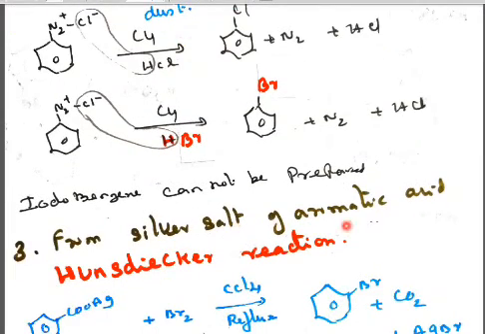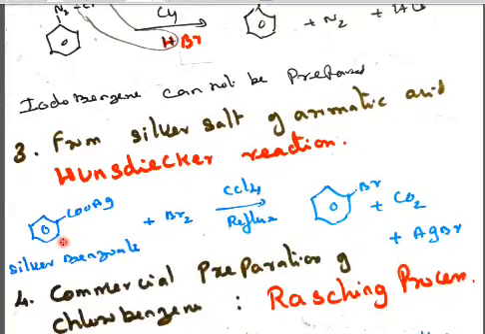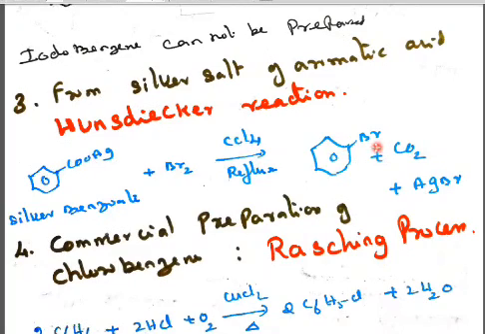Then from the silver salt of an aromatic acid, it is called the Hunsdiecker reaction. In this, C6H5COOAg has bromine added in the presence of carbon tetrachloride, as in the aliphatic compounds. CO2 will go off and AgBr will go off. One bromine will be substituted here, so we can prepare bromobenzene.